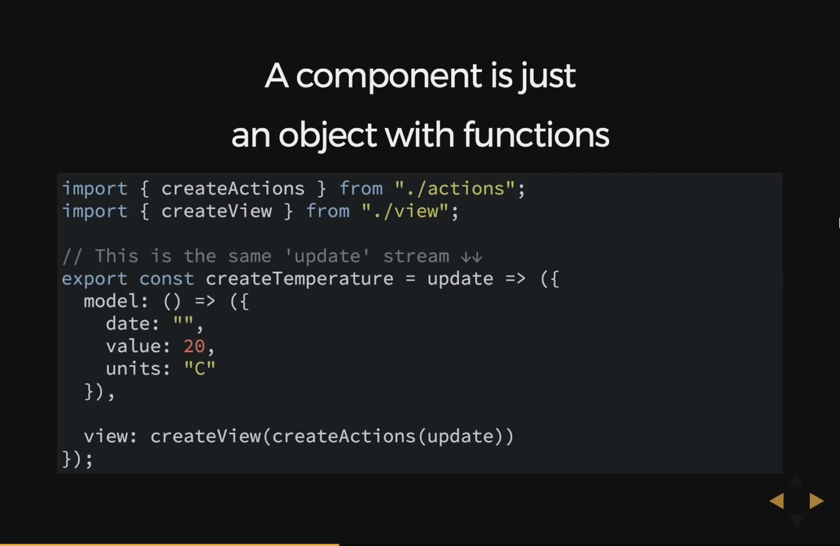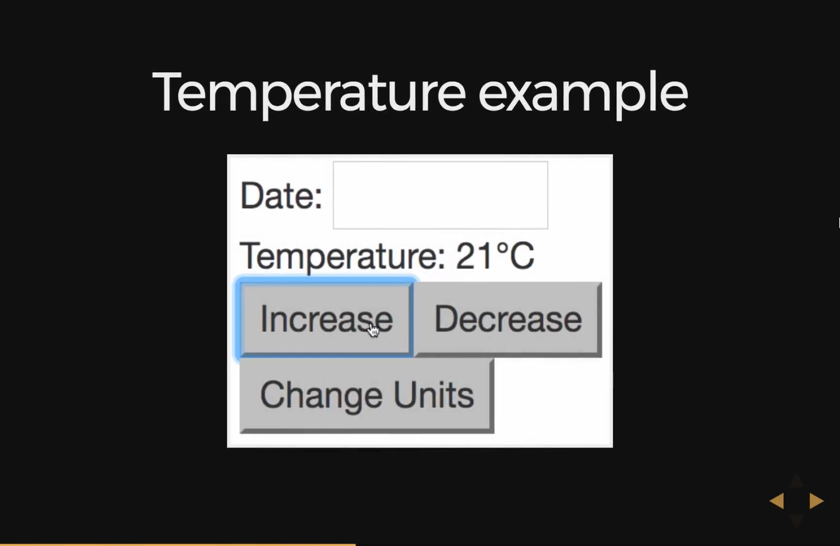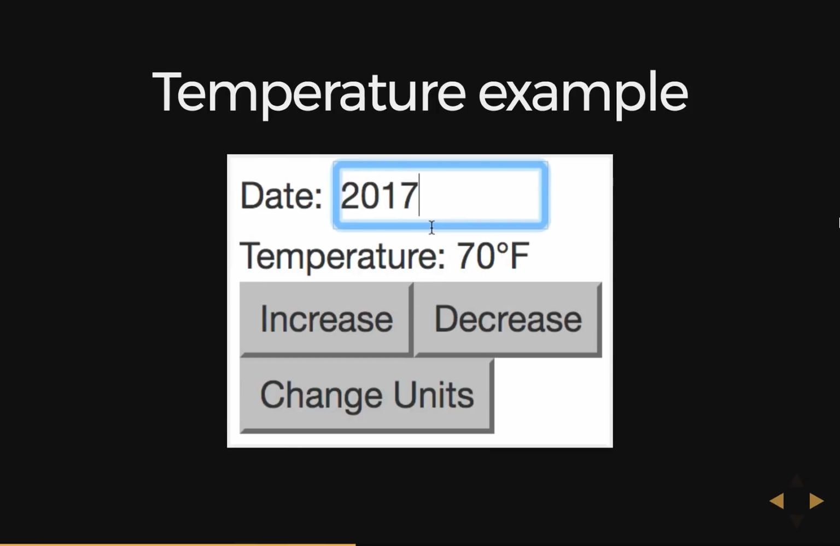Besides the model function that we are returning to create the initial model of our temperature component, we have the view, which we create as we did before. Here is a visualization of the example. As you can see, you can increase and decrease the temperature, change units, and enter the date.